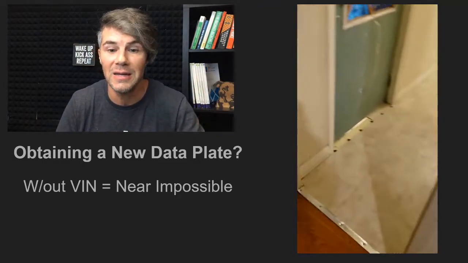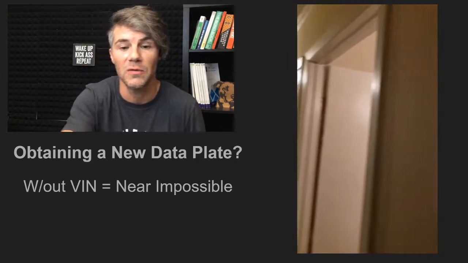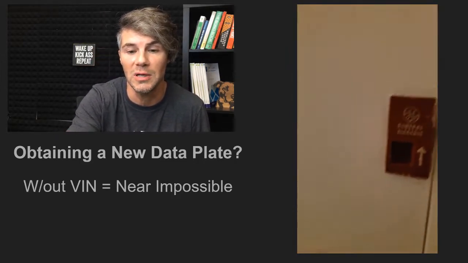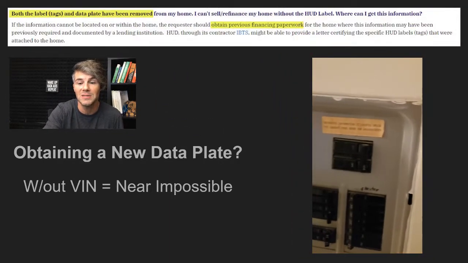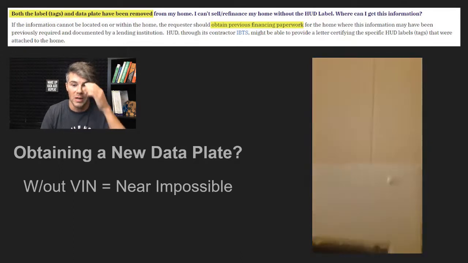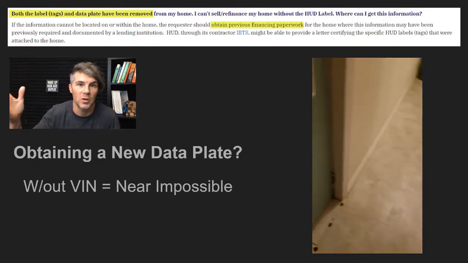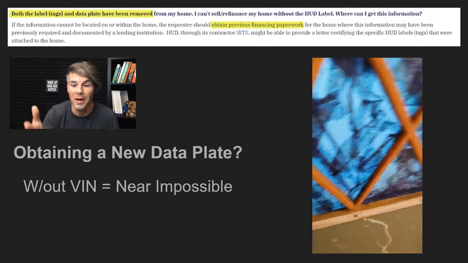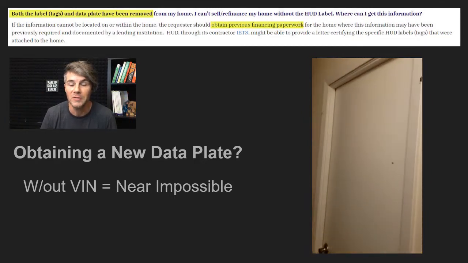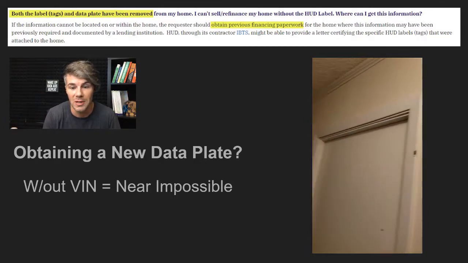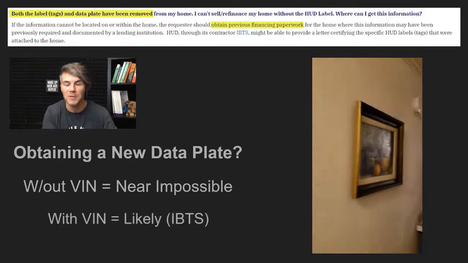So without a VIN, it is near impossible to get both the data plate and the tags. And here on the HUD label or on the HUD website, you can see if the information cannot be located within the home, the requester should obtain previous financial paperwork. If you know where this home was originally, where the buyer originally borrowed the money, or if you bought this home and you have old financing paperwork, which oftentimes these are cash deals and this information is not available.